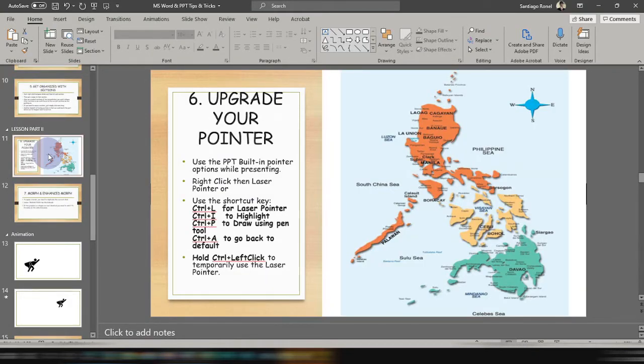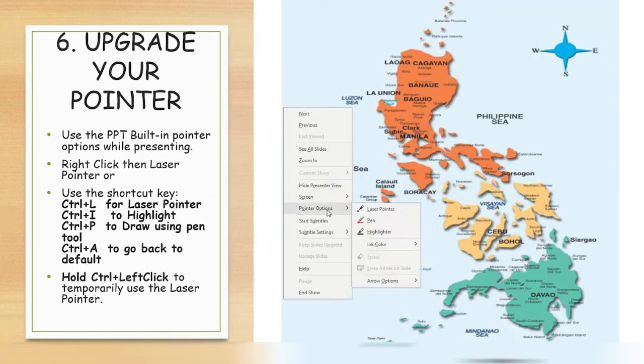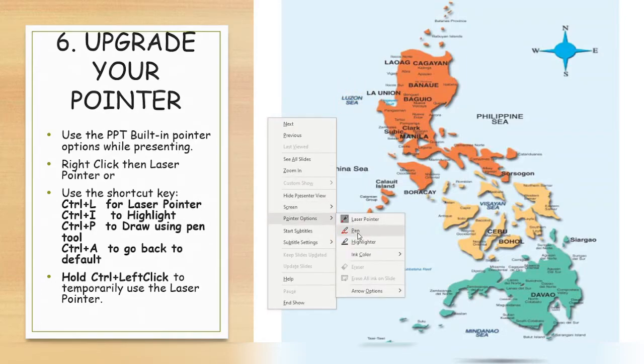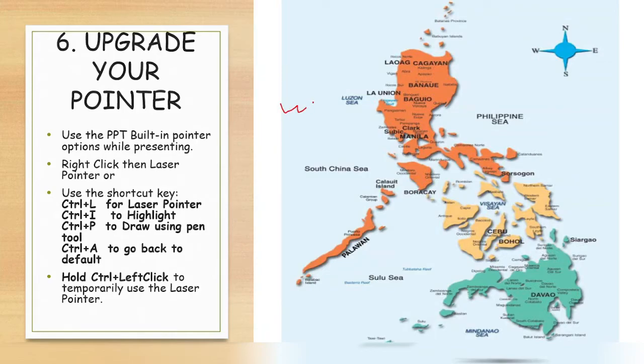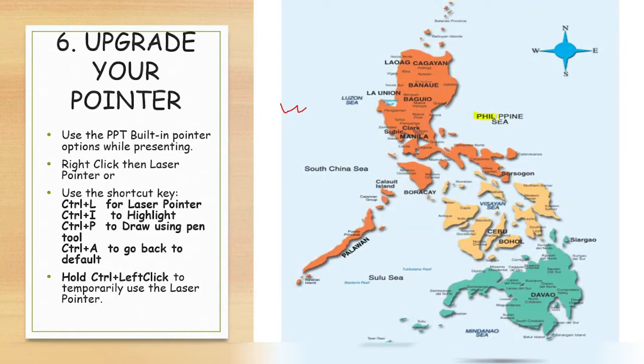Tip number 6, upgrade your pointer. Of course, mag-work lang to kung naka-present yung PowerPoint mo. While you are in presenting mode or presenter mode, you can actually right-click, then Pointer Options. Bahala kung ano kailangan mo. Is it laser? Para ma-emphasize mo kung saan yung gusto mong i-point out. Or pen, kung gusto mong magsulat. Or highlighter, kung may gusto kang i-highlight.